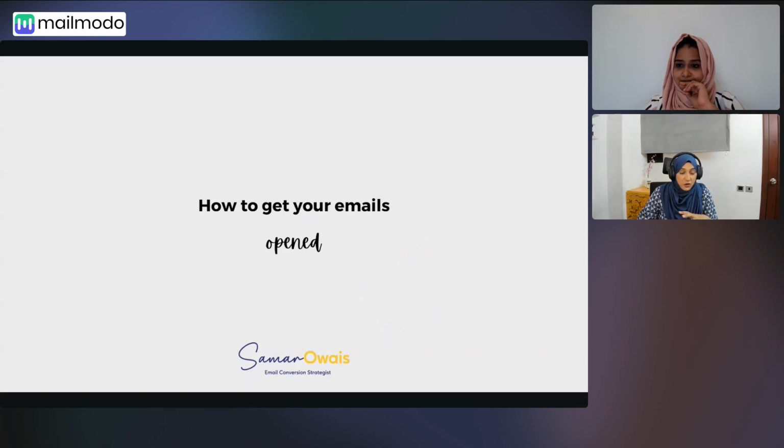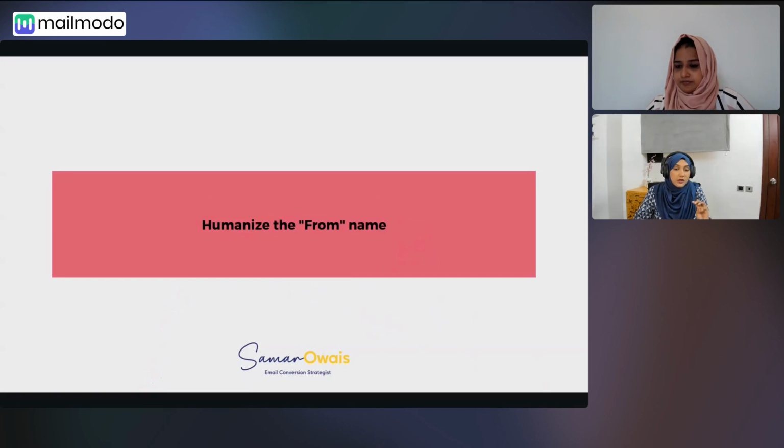How to get your emails opened. Because yes, you could write the best email in the world, but if nobody's opening it, then are they even worth being written? So before somebody can read your emails, they need to open your emails. And that's what you should be focusing on first. And there are three things you should be focused on when it comes to getting subscribers to open your emails.